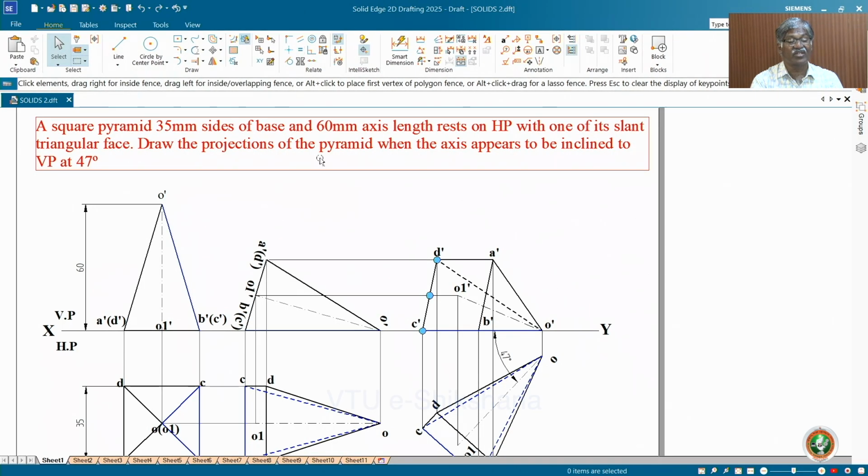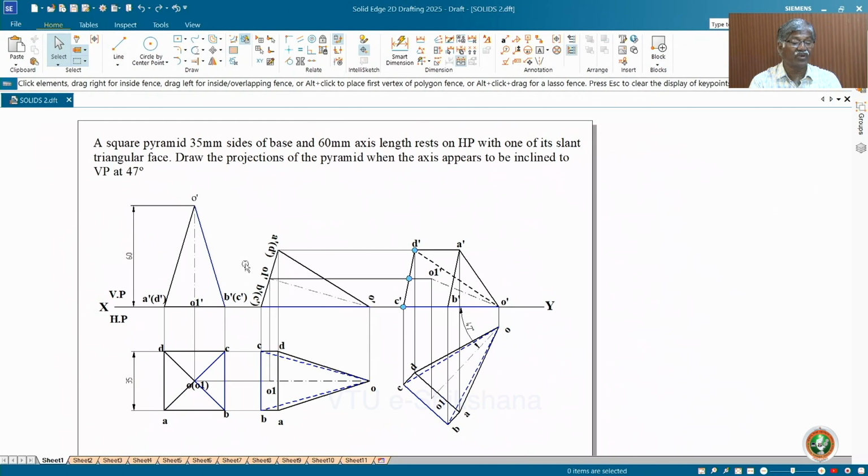Draw the projections of the pyramid when the axis appears to be inclined at 47 degree. Normally they never give this 47 and all, but for some purpose we have taken. Okay. Now beta is given. Assume that it is given some angle like 30 or so, it will be beta 47. Otherwise they give 45, 30, etc. Now specifically I have colored the particular area that is called slant face in this case to highlight that.